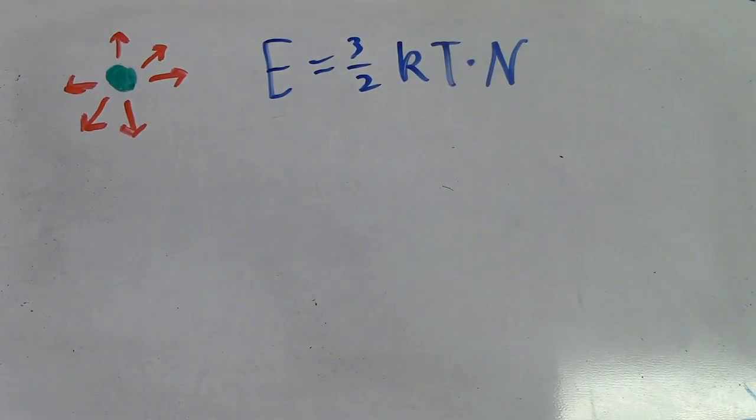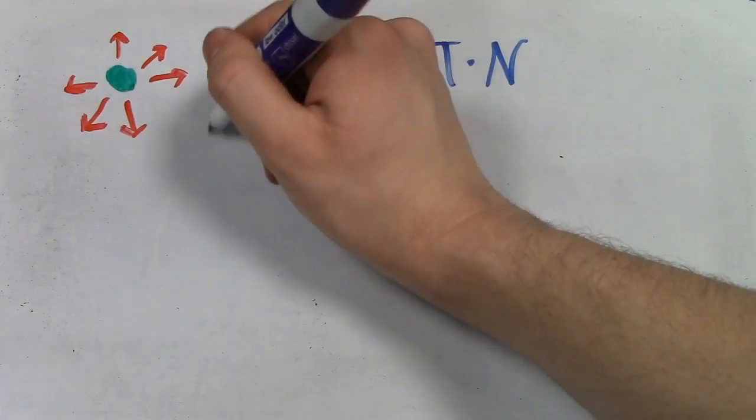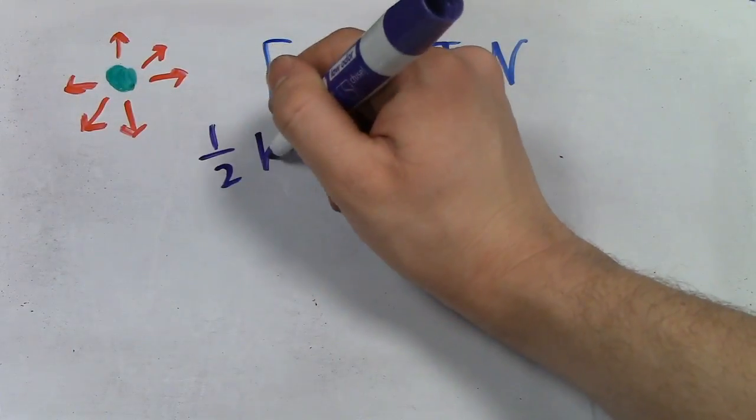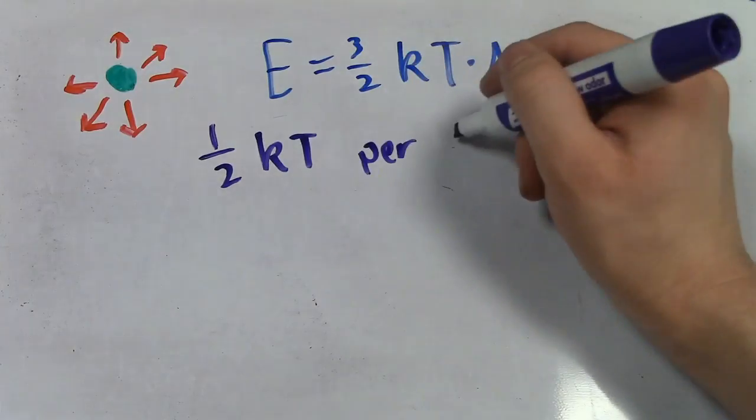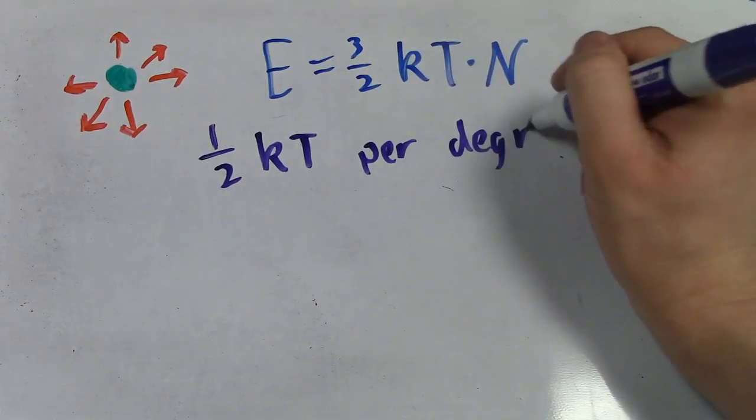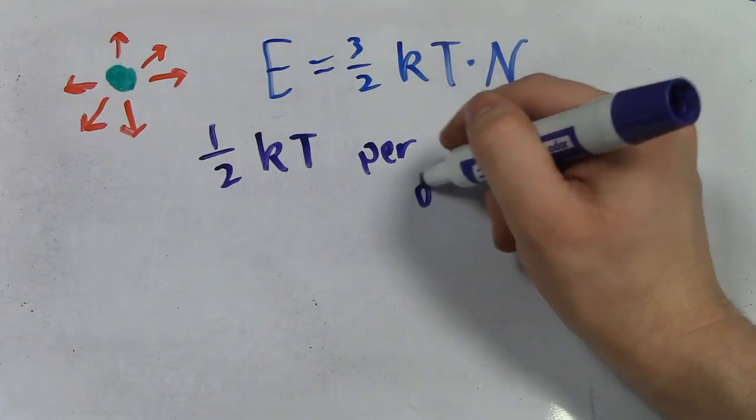Note that this version of the energy equation only applies to an ideal gas, one that has 3 movement directions, also known as degrees of freedom. For each degree of freedom, you get a thermal energy of 1/2 k times T. So situations with a different number of degrees of freedom will have different thermal energy equations.